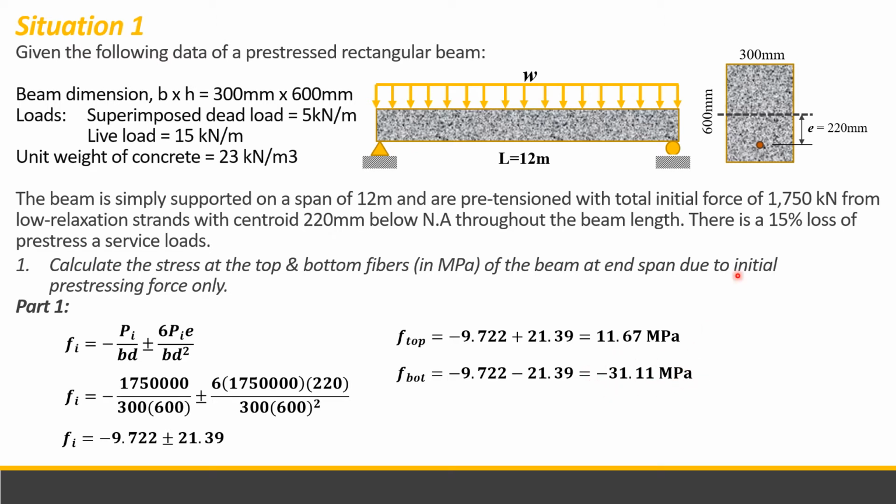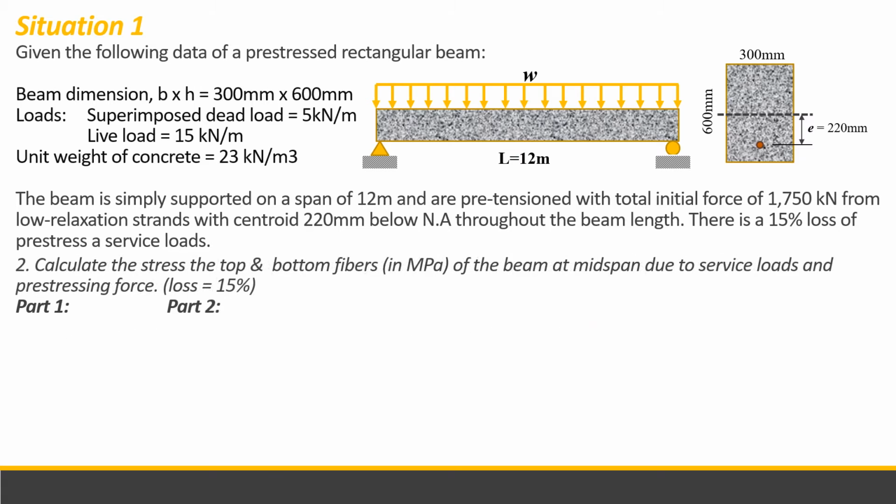So of course, since the pre-stressing force is below the neutral axis at an eccentricity, the bottom fiber should be in compression and the top fiber should be in tension. So these are the values of the stresses at the top and bottom fiber. So that is for part 1.